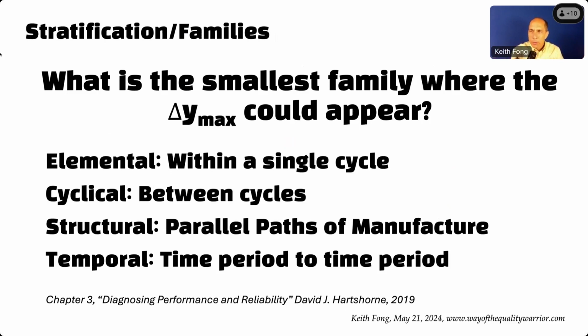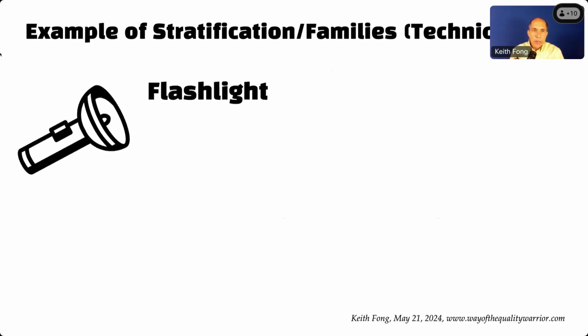Cyclical might be, my thing is moving and it cycles every 10 seconds or something, and some cycles are okay and some cycles are not. And then of course elemental is, within just one thing, do you see the extremes. So really important ideas. You don't necessarily have to understand these very clearly, although it's helpful as you lay out your families of variation. So let's do an example of an analysis of families of variation.